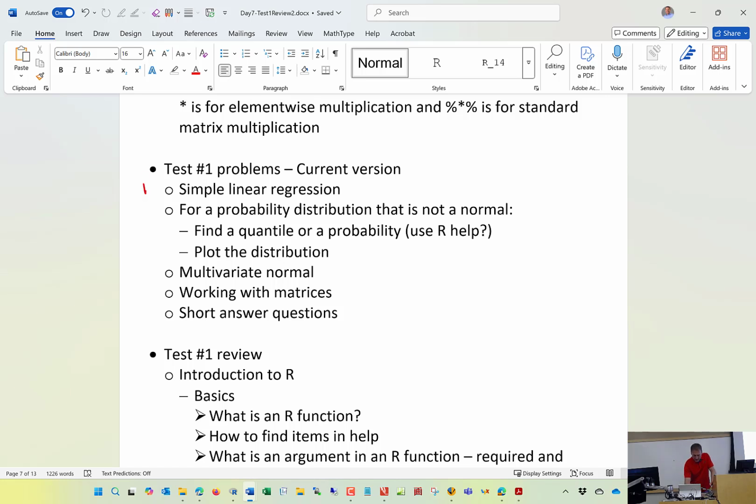So that's problem number 1. Problem number 2. For a probability distribution that is not a normal distribution, I want you to find a quantile or a probability in R for it. The reason I have this problem here is that while we've only done this with a normal distribution, this is meant to assess your ability to use the R help.